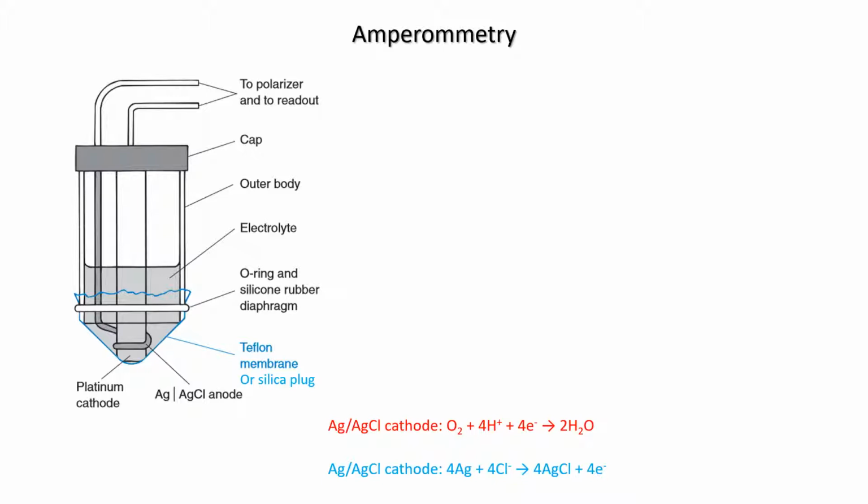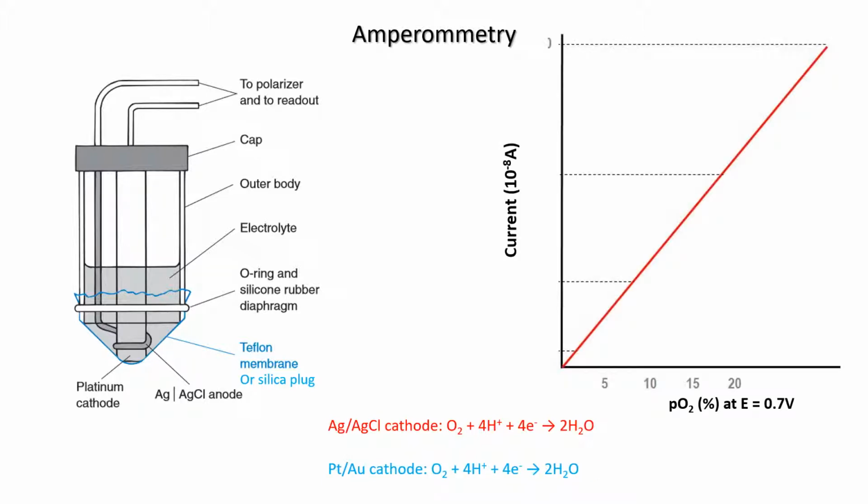The reduction of oxygen to give water and the oxidation of silver to produce more silver chloride. The current is measured in a series of standards to calibrate the current response to O2, and a graph of current versus O2 is constructed. The current of the unknown is then referenced to the graph to determine its O2 concentration.